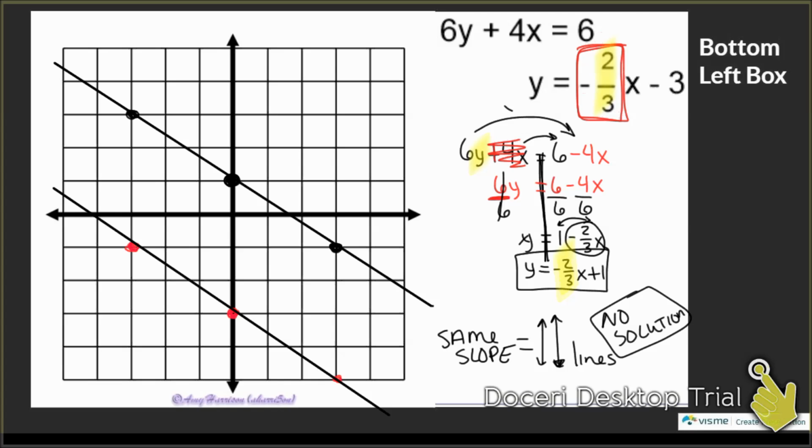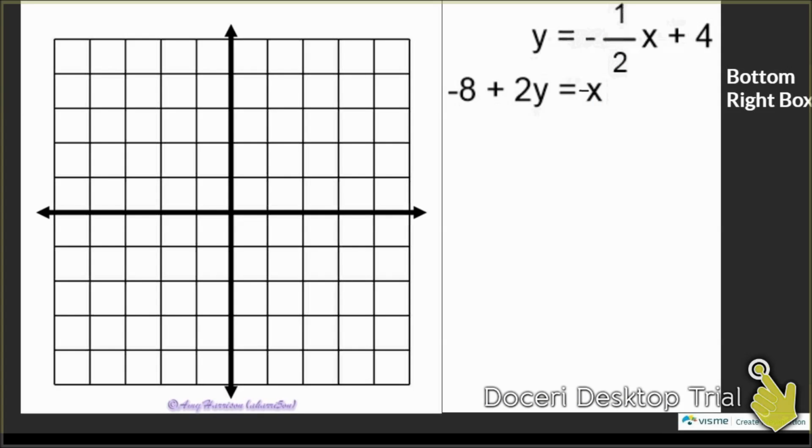Okay, so now that one's done, let's go to our last box. Here's our bottom right box. I'm going to give you a second. Go ahead and write this down in the bottom right box. Remember to line up your equal sign. And I'm going to give you a few minutes again to work, and then once you're done working, we'll check how we did. So go ahead and try and solve these and put them on the graph.